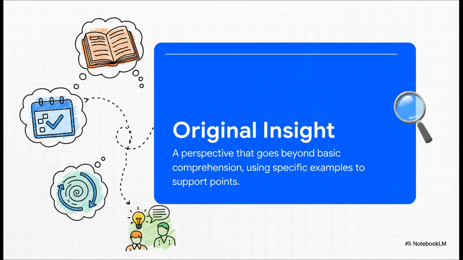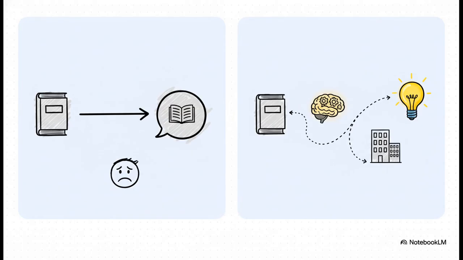Okay, this slide right here shows the difference perfectly. The post on the left is a simple summary. It's correct, but it just repeats an idea from the reading. But look at the post on the right. Now that is analysis. It takes that core idea, applies it to a specific modern example, and explains how the two are connected. That right there, that's original insight.